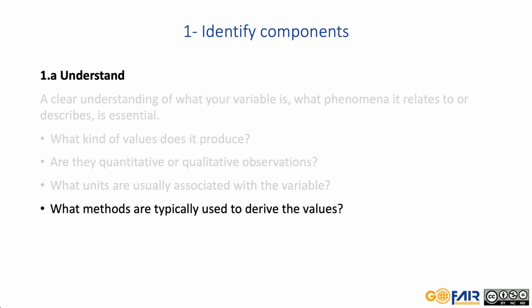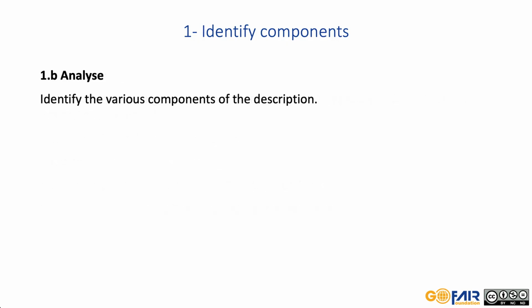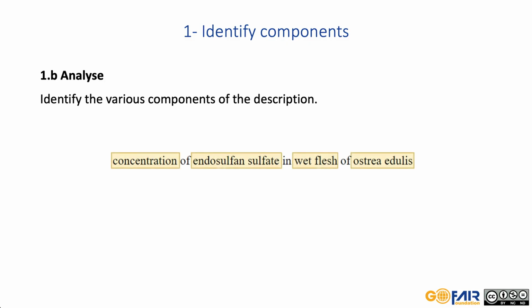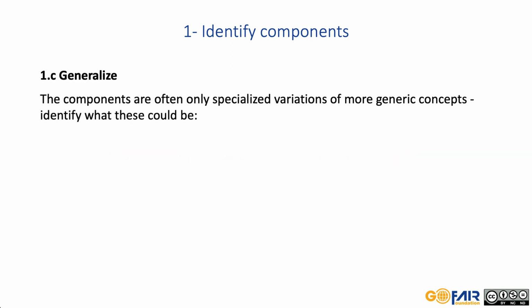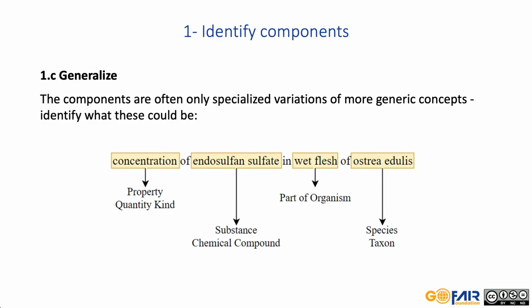Identify what components are needed to describe your observation. Components are reusable atomic parts of the variable description. Ask yourself the question, could this component be a meaningful part of other variable descriptions as well? If the answer is yes, you most likely found a new component. If not, you probably need to split it up even more. The components are specialized variations of the more generic concepts. Try to find what these more general concepts are. See the examples on the slide.